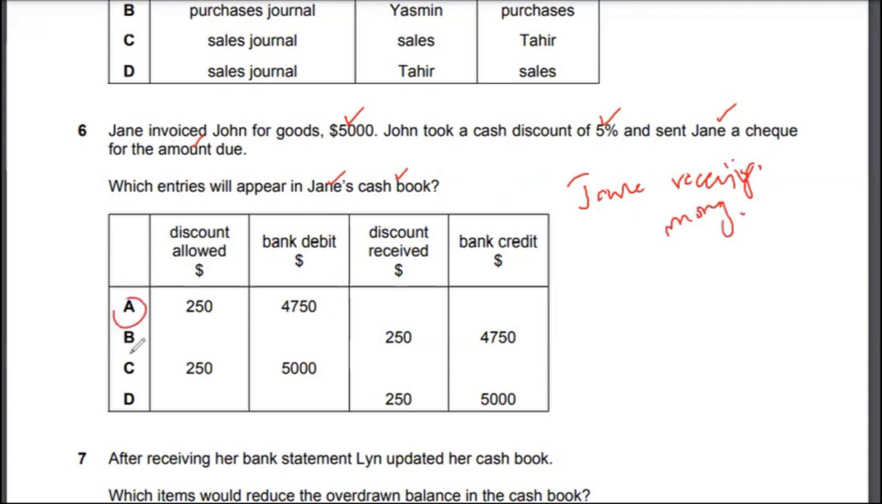So it's either option A or option C now, because the bank needs to be debit, right? Because the cash is going up, bank is going up, which is an asset, and whenever an asset goes up, it is a debit. So again, you're down to 50-50. Now, someone is receiving a 5% discount, so the amount is going to be less than 5,000. So it eliminates option C, and we only come down to option A. So the correct answer to multiple choice 6 would be option A, discount allowed 250 and bank debit 250.